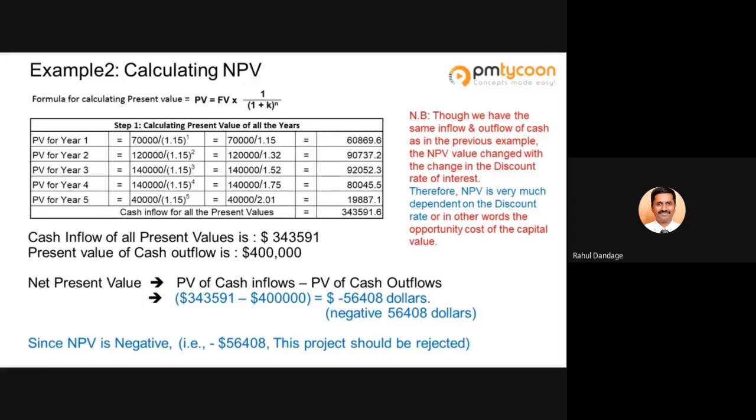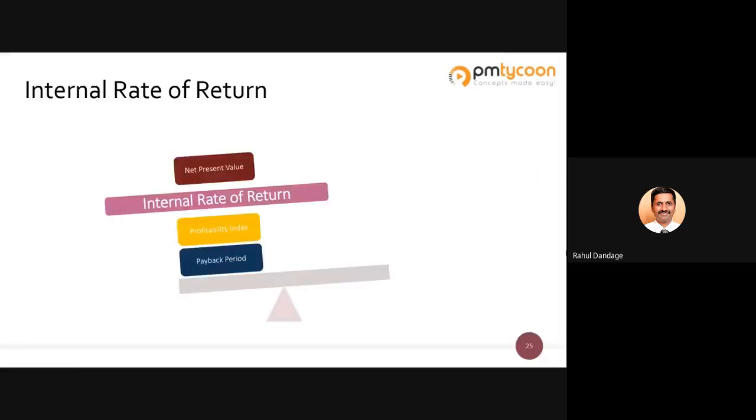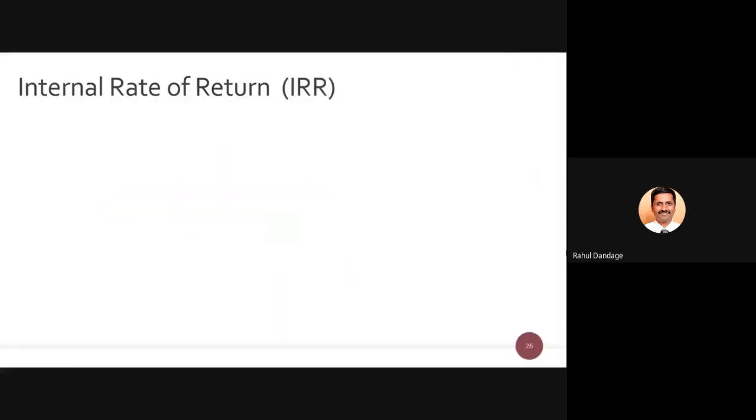It means that net present value is very much dependent on the discounted cash flow. Okay. And if you get a question like, would the net present value change by the change in discount rate? The answer is yes. As the discount rate goes up, the net present value would come down. Both are inversely proportional.